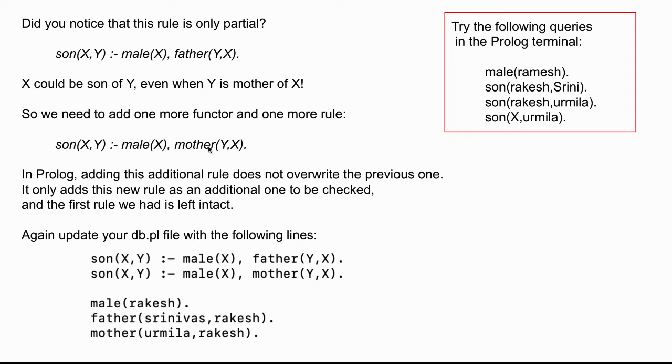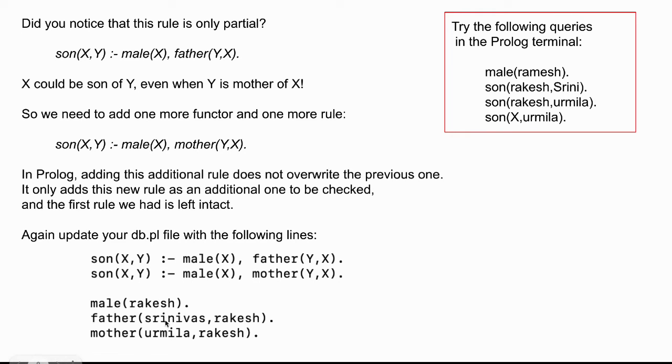This becomes an additional rule that Prolog can check to determine if son of x comma y is true or not. So in some sense, this is like an OR operator or an OR connective. If this is true, then son of x y will be true, or if this is true, then son of x y will be true. So when we add the second one, the first one is left intact. Now let's again update the DB file with these rules, so that son of x comma y will be true if x is male and y is father of x, or it will be true when x is male and y is mother of x.